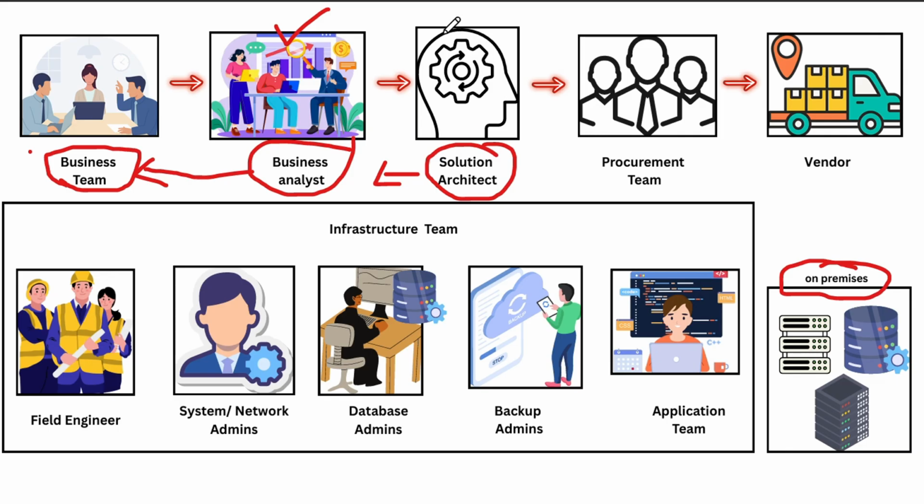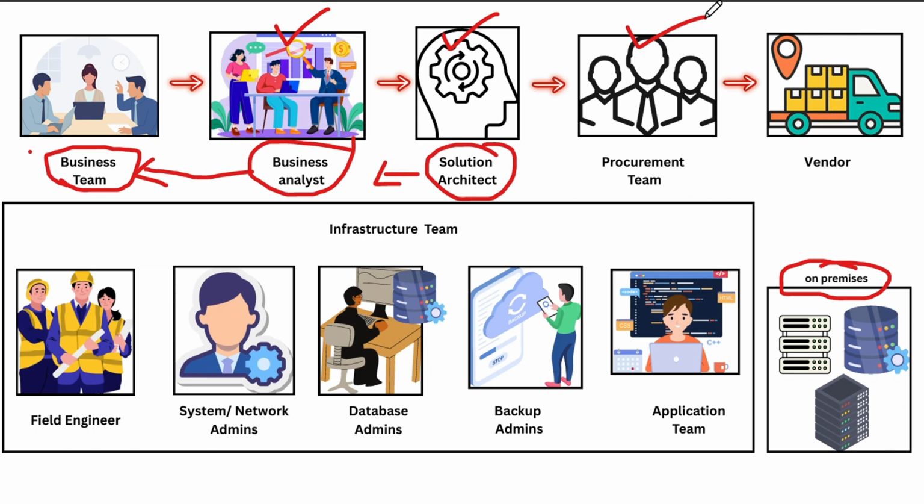So once the solution architect has designed the architecture, they give those requirements to the procurement team. The procurement team is like this: if any resources are needed, we simply keep the request to the procurement team. That procurement team places a request to the vendor, and the vendor is going to buy the resource for you and deliver it to your on premises.